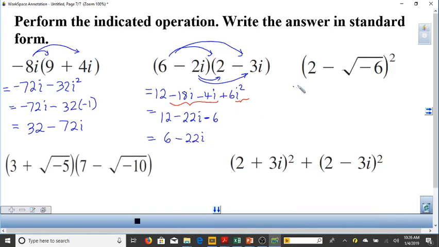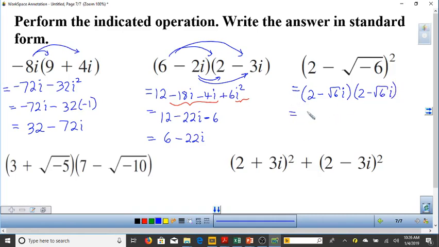Next example. When you're squaring something, you're really multiplying it by itself. So I'm going to write this as 2 minus square root of 6 multiplied by i, because that's square root of negative 6. And I'm going to multiply it by itself. Please remember to make sure that the i is not under the radical.